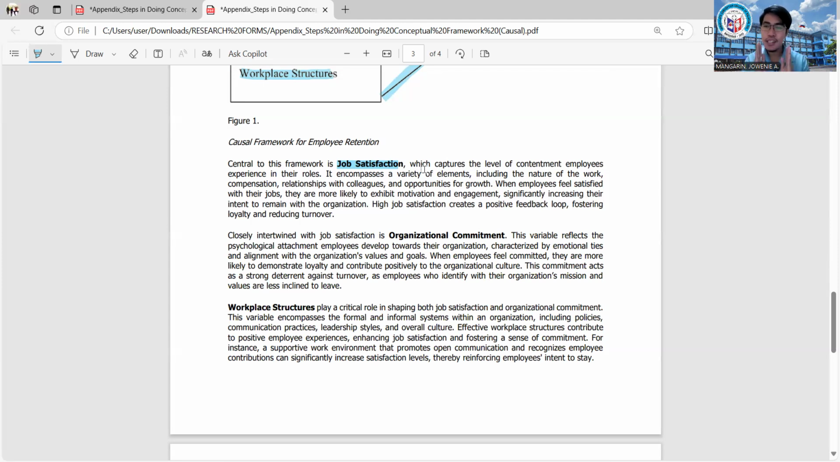Take note ha, when you discuss the variable on your research paper, kailangan yung mga terms, yung mga jargons na i-mention nyo dyan, yung mga elements na i-mention nyo dyan should be mentioned as well or should be measured as well sa mga susunod na part ng research paper niyo. Hindi pwedeng display lang. Okay po, so na-mention dito yung nature of work, compensation, relationship with the colleagues, and opportunities for growth. So more or less, itong mga bagay na to, mame-mention or magagamit ng mga researchers sa mga susunod pang part ng kanilang paper.